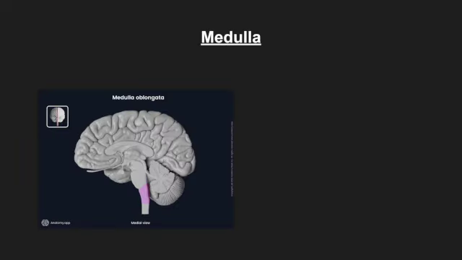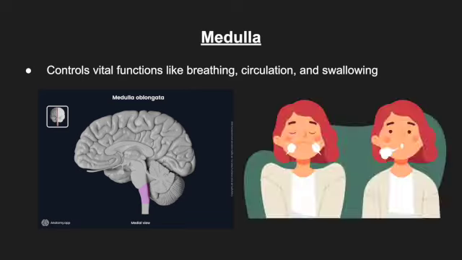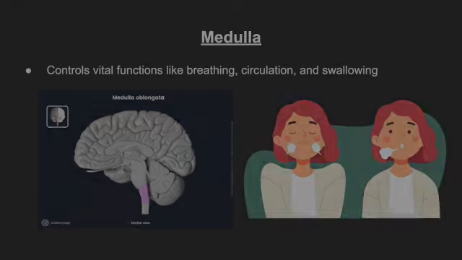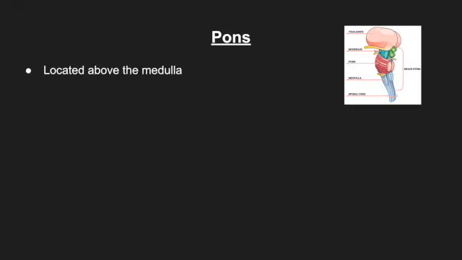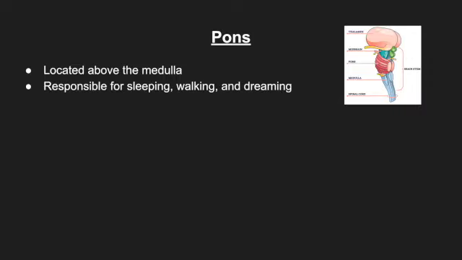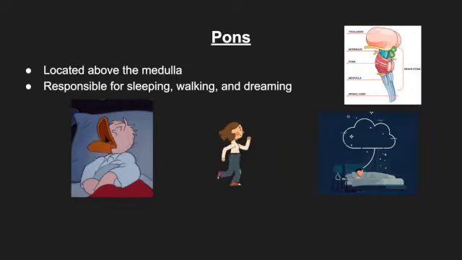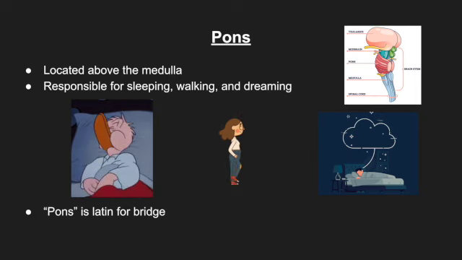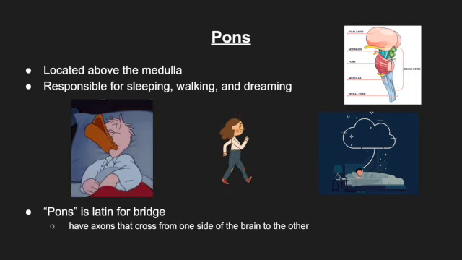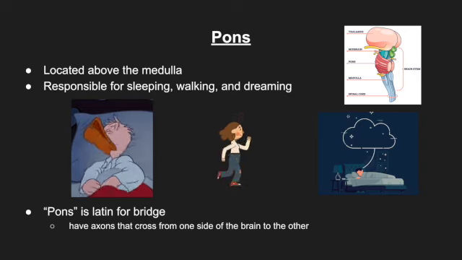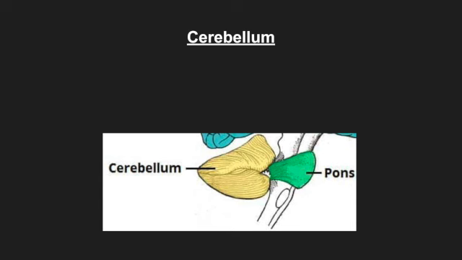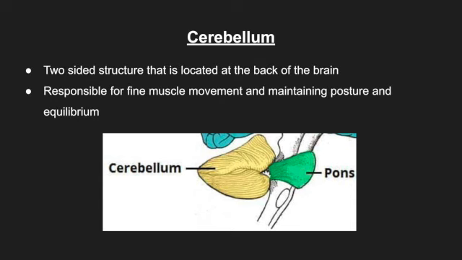The medulla controls vital functions like breathing, circulation, and swallowing. Pons, which are located above the medulla, are responsible for sleeping, walking, and dreaming. The word pons is Latin for bridge, which can be seen with how pons have axons that cross from one side of the brain to the other. The cerebellum is a two-sided structure that is located at the back of the brain. This large structure is responsible for fine muscle movement and maintaining posture.